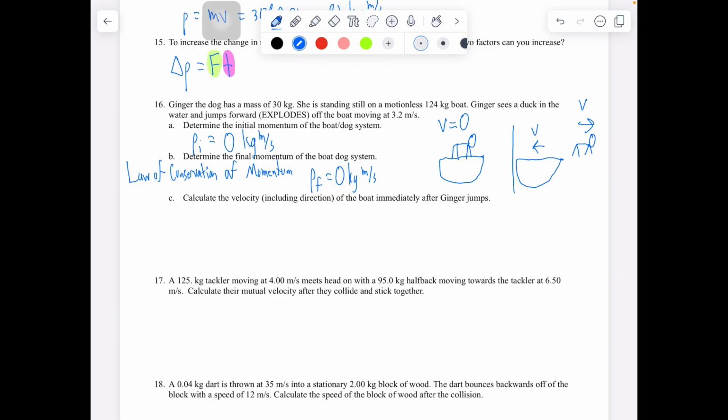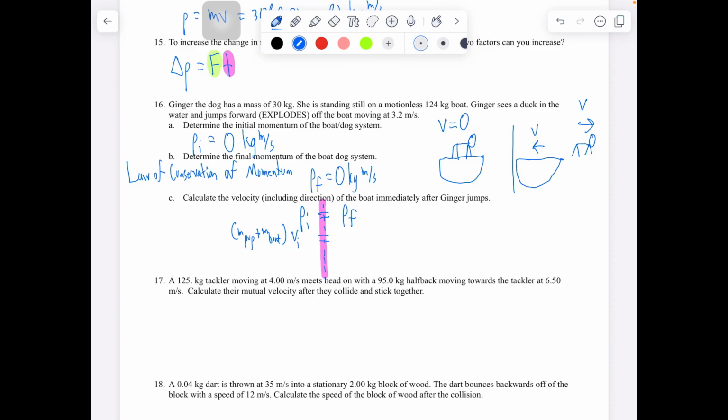Calculate the velocity of the boat immediately after Ginger jumps. How I always set up my problems is I separate out our equation. We say that the initial momentum equals the final momentum. And I split this line down the middle right here because on our left-hand side is initial, before the collision or the explosion. Right-hand side is after. So initial, before that explosion, treat the dog and the boat as one object. Combine their masses. We would combine the mass of the pup plus the mass of the boat times their velocity, whatever their initial velocity is. That must be equal to the final momentum.